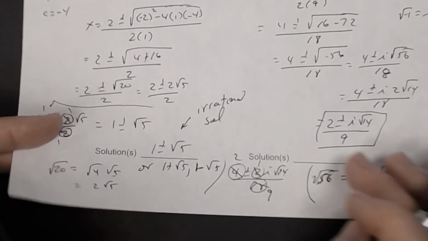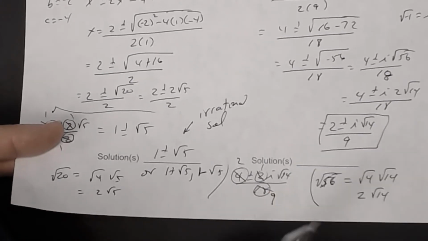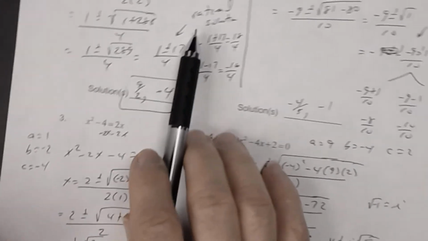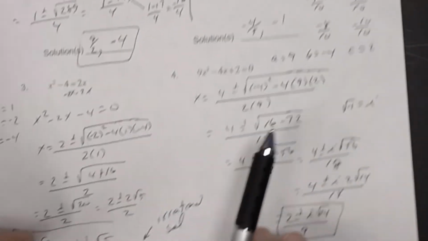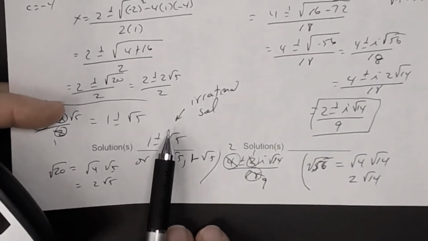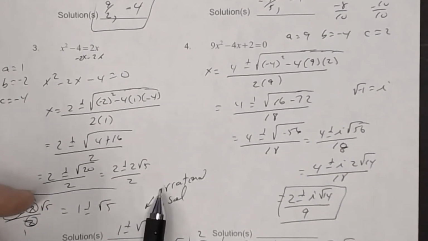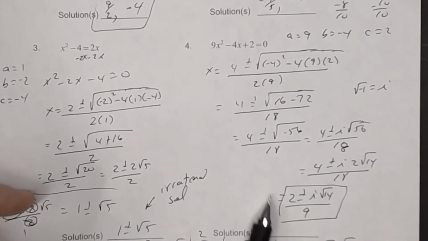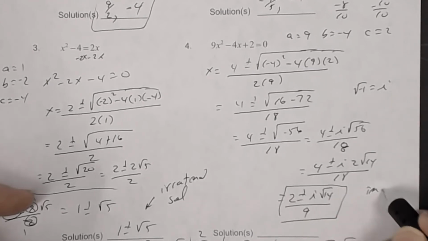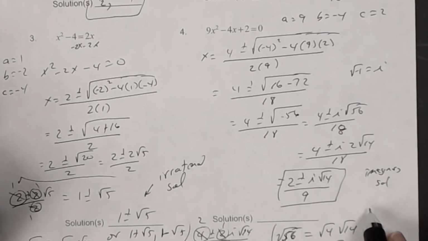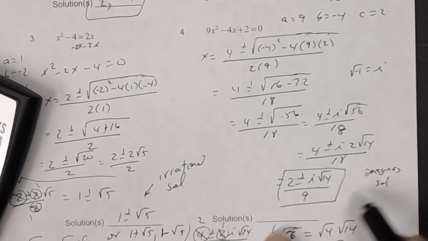Okay, and if you wanted to write it as 2 separate ones, you can, but you can leave it in that form. And by the way, this was rational, this was rational, this was irrational. Remember, these are real solutions. When you have that imaginary, remember that's an imaginary solution. So those are imaginary solutions.